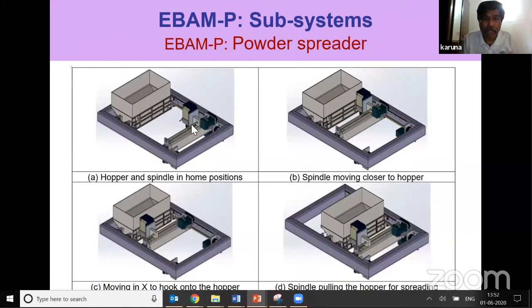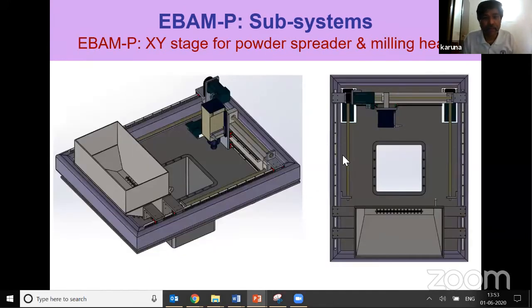So this is how it will happen. This is the milling cutter, which will go and take care of pulling. You will find that XY motions of the beam are controlled by the deflection coil, and XY motions of the cutter are controlled by the physical movement of the lead screw based system. So this is how it is.